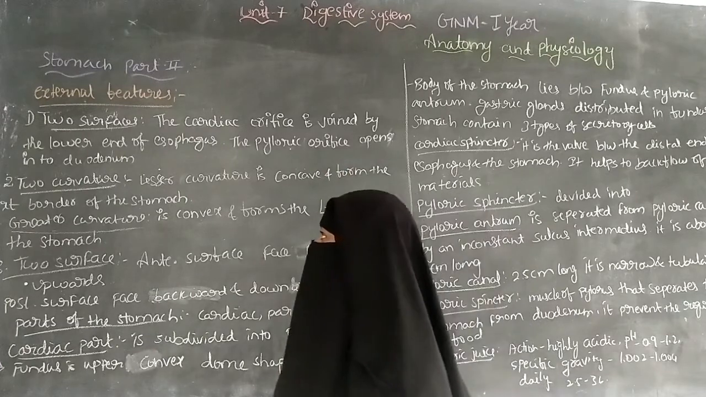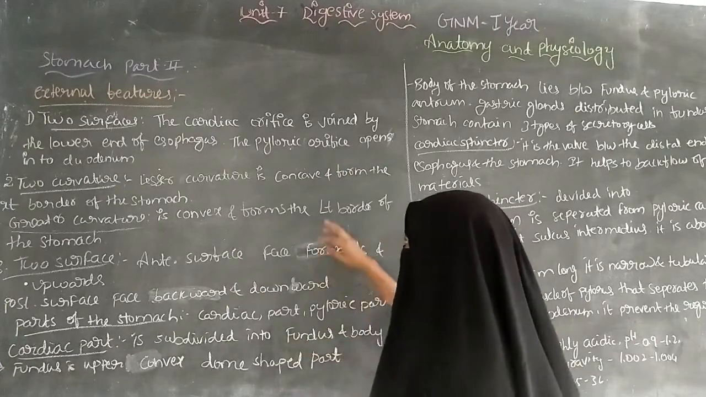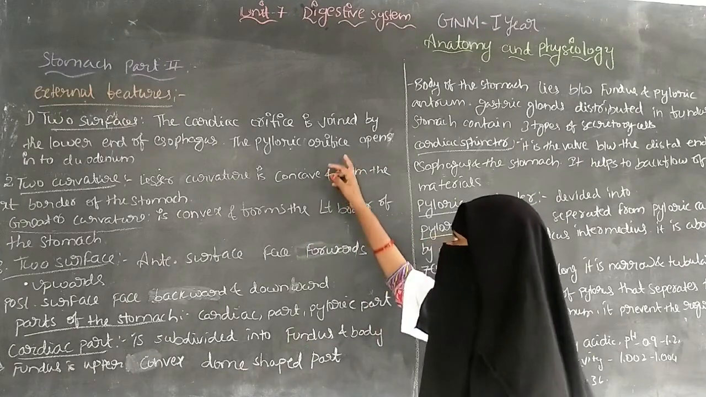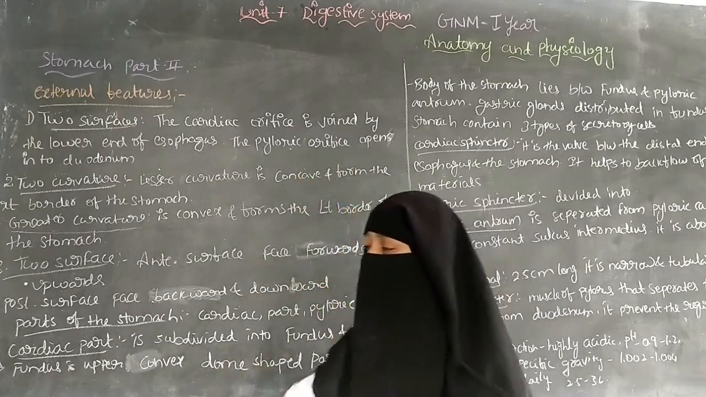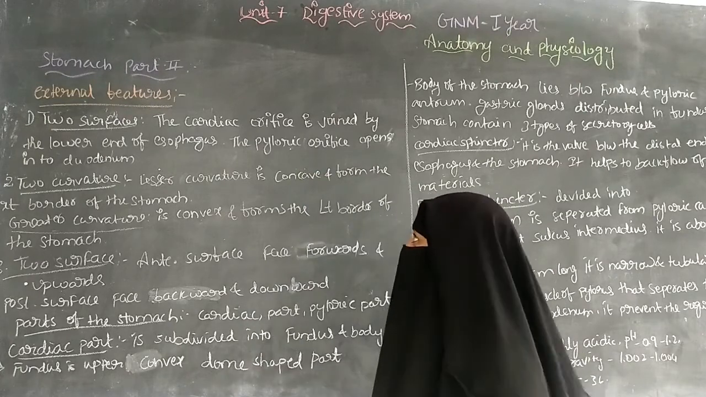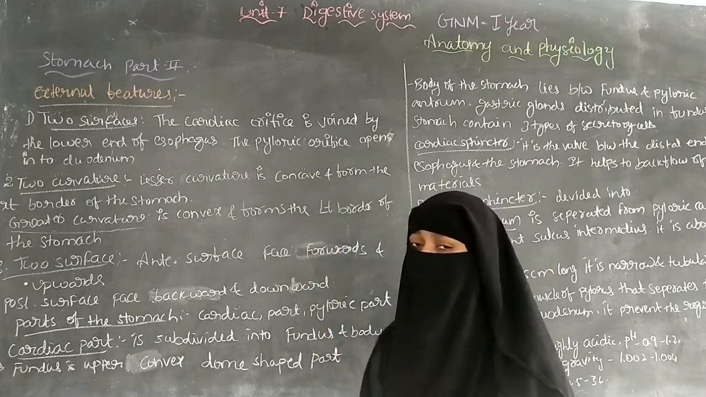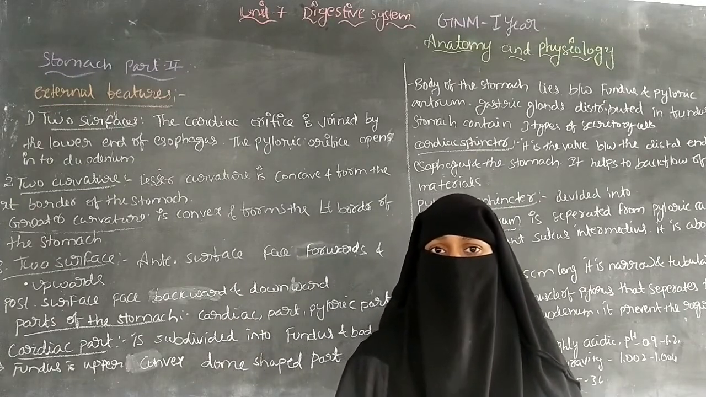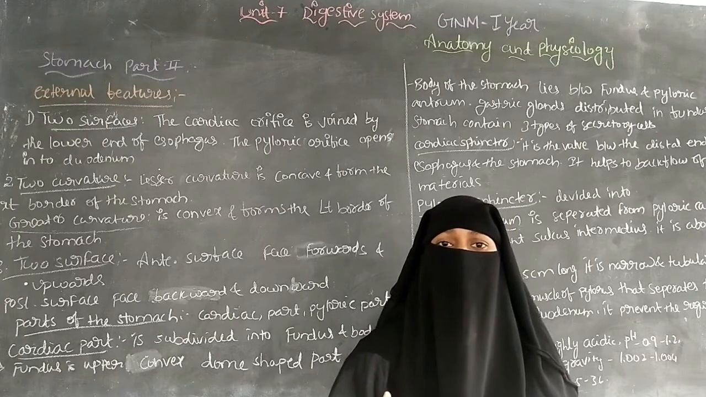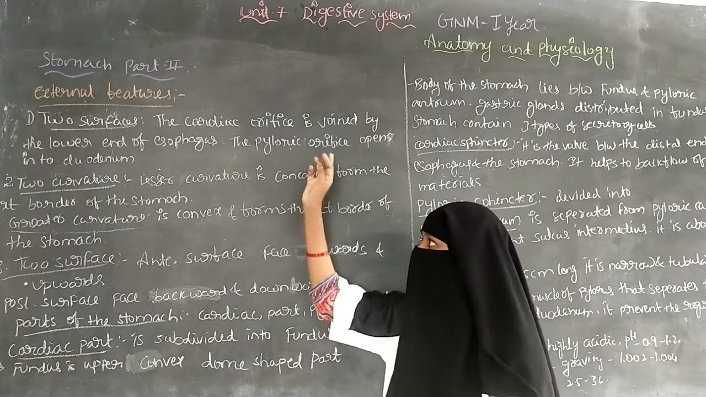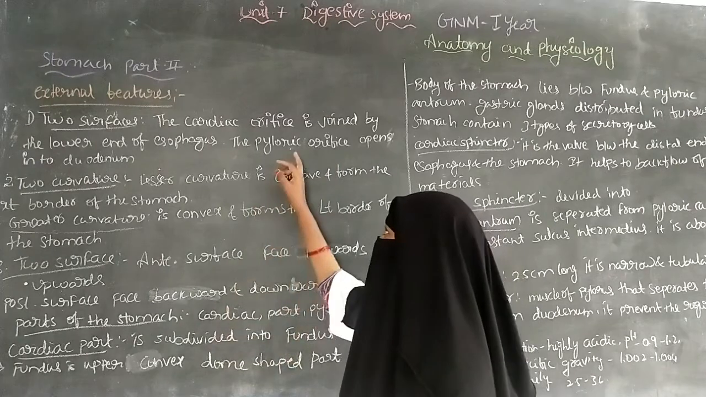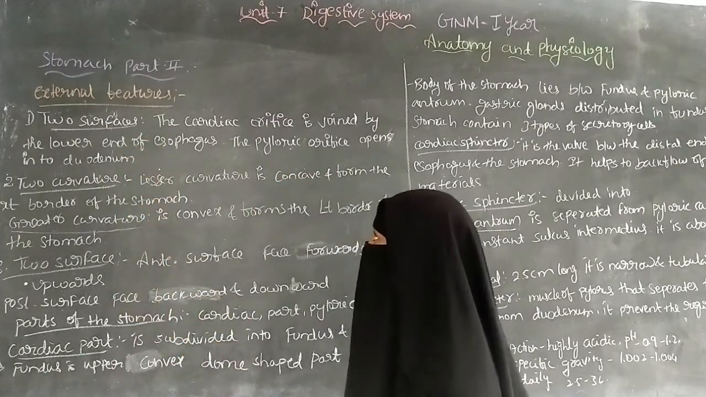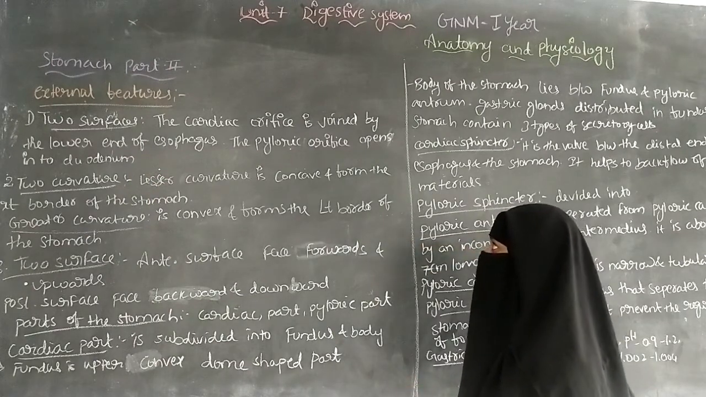orifice opens into the duodenum. So at the region between the duodenum and the stomach there is an orifice called the pyloric orifice. The pyloric orifice prevents the backflow of food. Large particles or undigested food are prevented from flowing back into the stomach by the pyloric orifice. So there are two orifices, the cardiac orifice and the pyloric orifice.